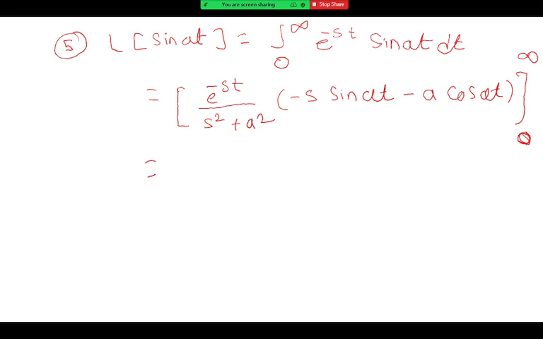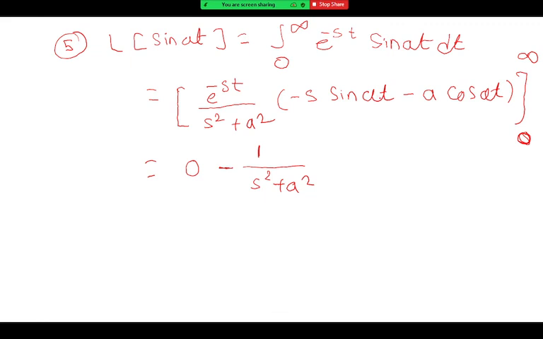Is that clear? Yes, sir. This is by formula only. Now put the upper limit. It becomes e raised to minus infinity, and e raised to minus infinity is 0. That's for the upper limit. For the lower limit, with the minus sign, e raised to 0 is 1 upon s square plus a square. So here we are putting t equal to 0, so e raised to 0 is 1.